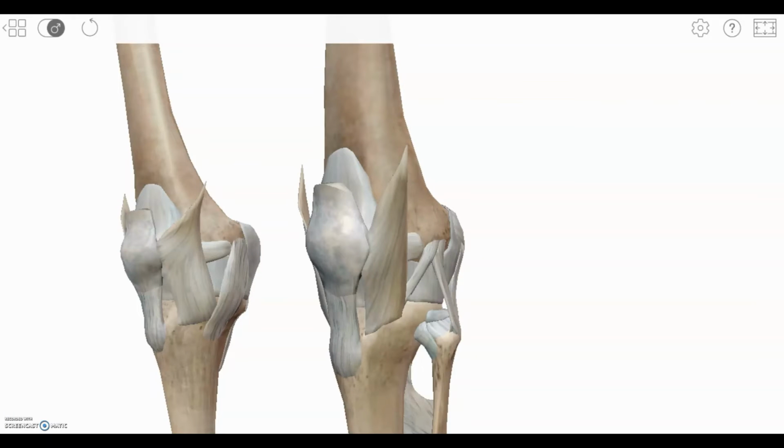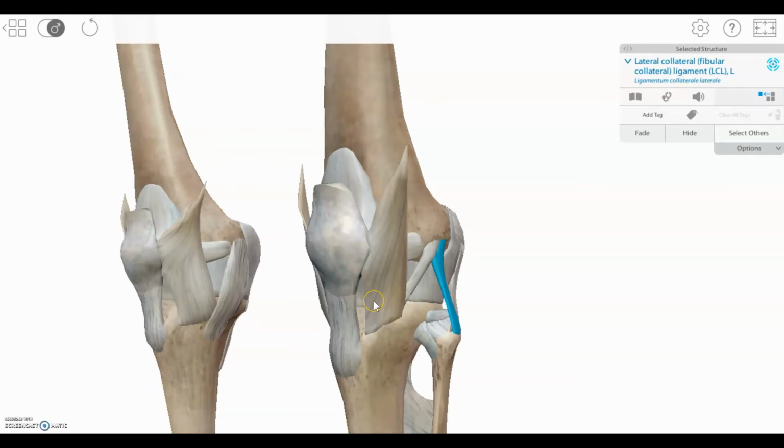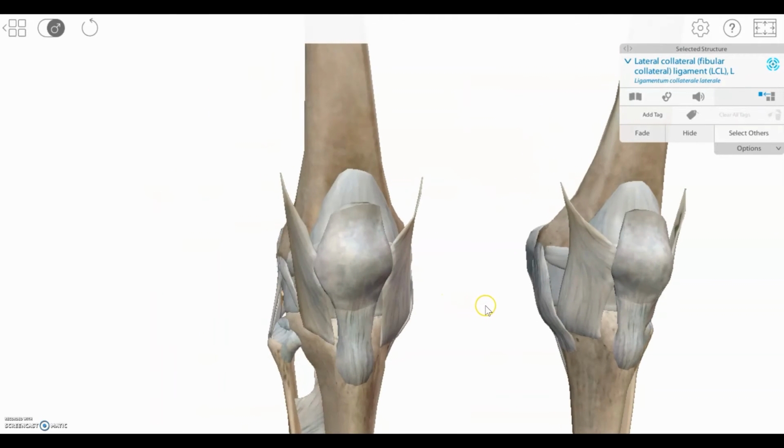So the next two ligaments I want to go over are your lateral collateral ligament and your medial collateral ligament. I'll point them out in Visible Body first. This right here is going to be your lateral collateral ligament, aka your fibular collateral ligament. And if we look medially, we can see this right here is going to be our medial collateral ligament, also known as our tibial collateral ligament.